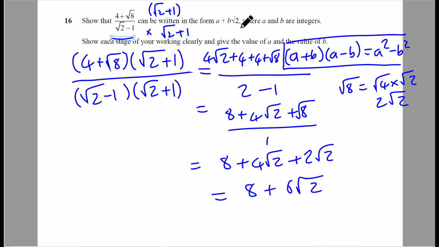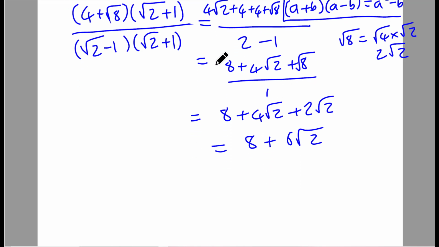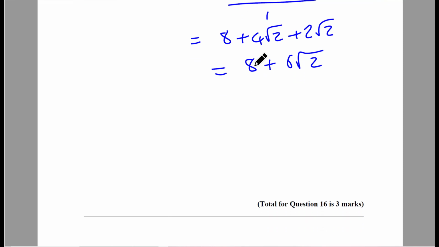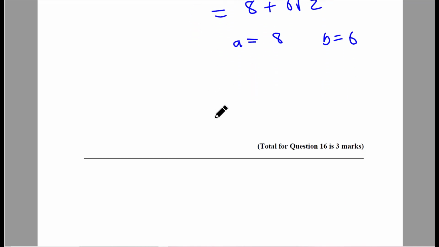And you can see the clue here. You want to simplify in terms of root 2 because that gives you a clue to the answer of what they're looking for, and that's a nice easy 3 marks. Now if you just want to be professional, just say A equals 8 and B equals 6, but this will get you the full marks.